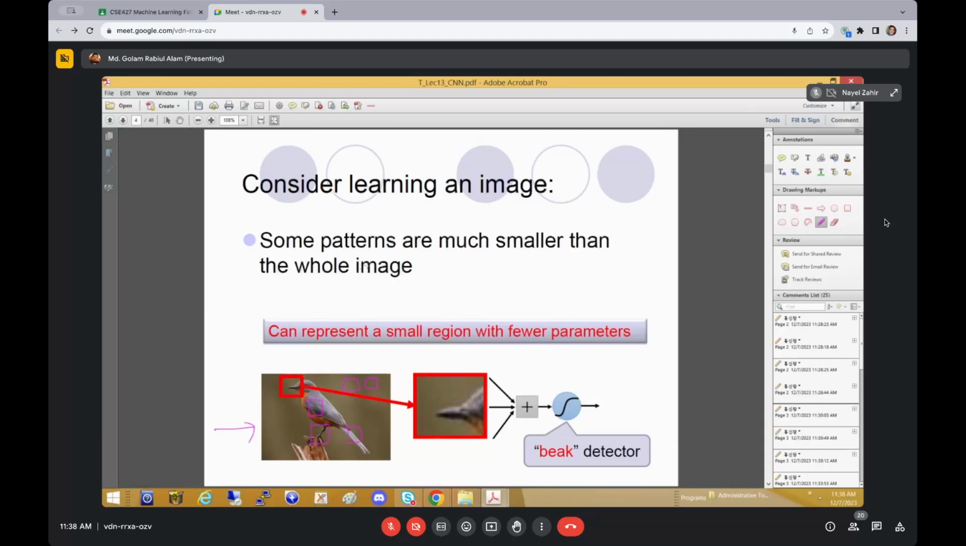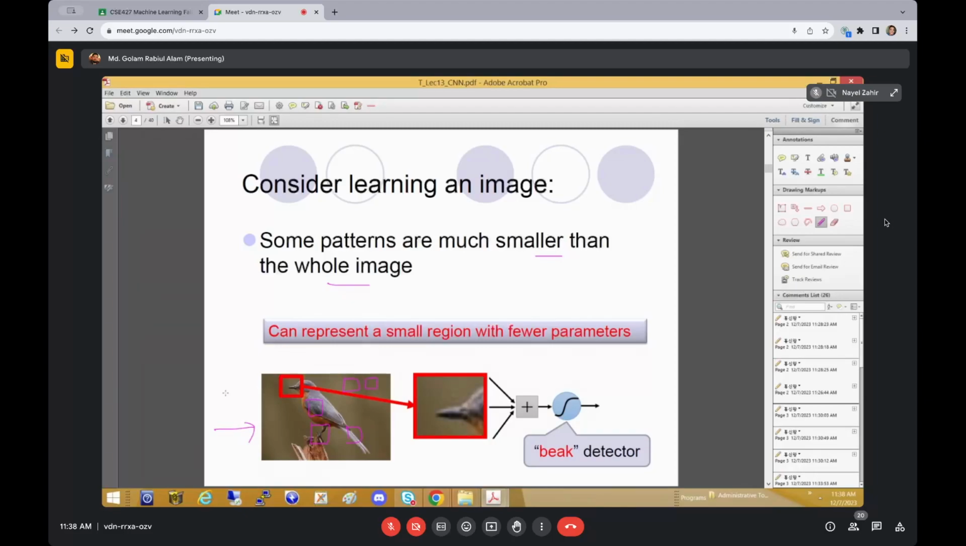Okay, so some patterns are much smaller than the whole image. We can see the whole image is this, but to recognize one bird, we need to consider the beak of this bird, the eye, the wings, the tail, the legs of this bird. If we can correctly recognize the features of beaks, legs, and eyes of that bird, then we can easily discriminate one bird from another bird.